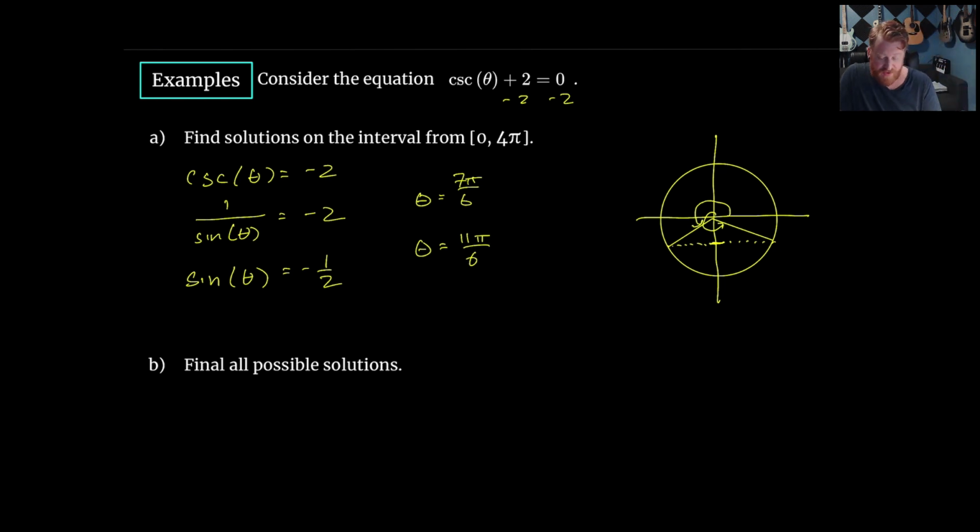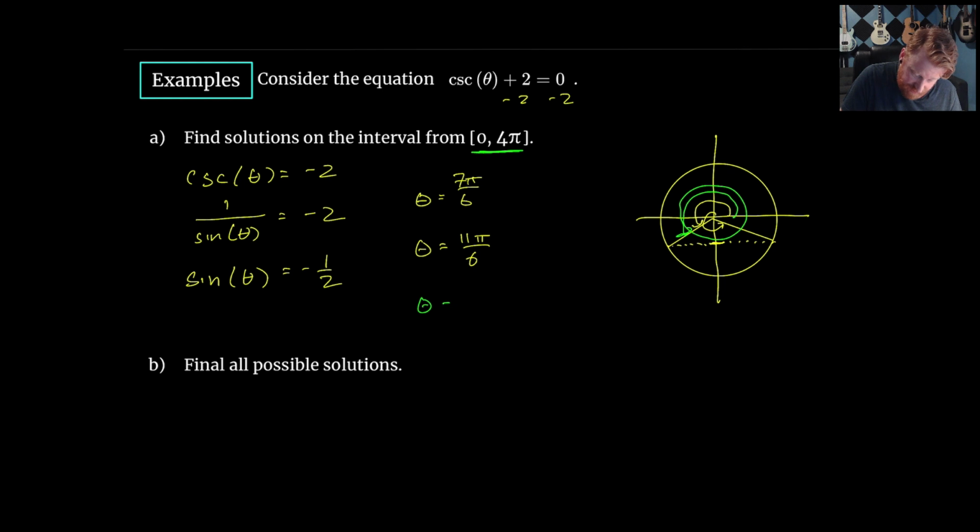I'm writing them for different thetas because now I'm going to want to complete another revolution here, because we need solutions on the interval from 0 to 4 pi. Right now we have solutions on 0 to 2 pi. We need to go from 0 to 4 pi. So we need to figure out what this angle is here. So I'm going to just add 2 pi to 7 pi over 6.